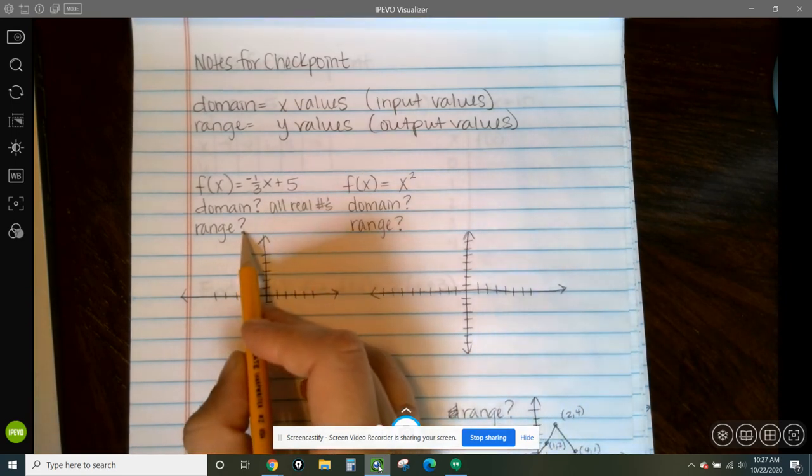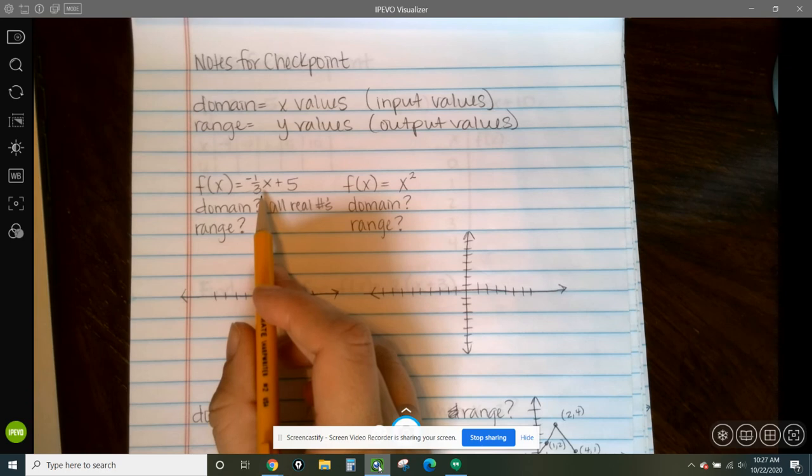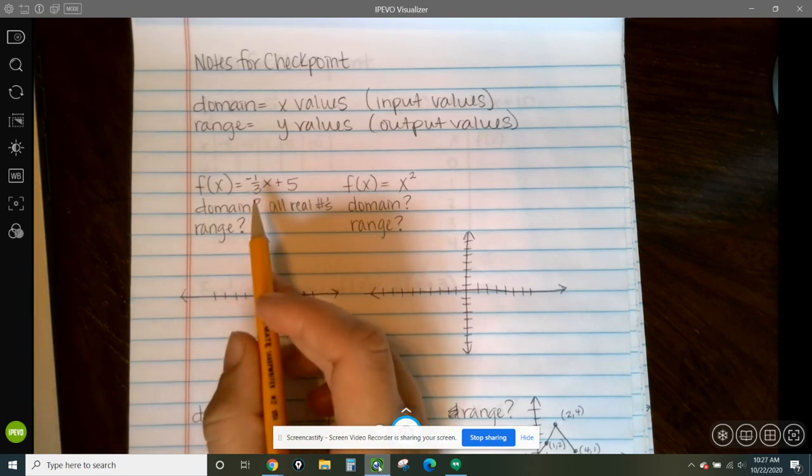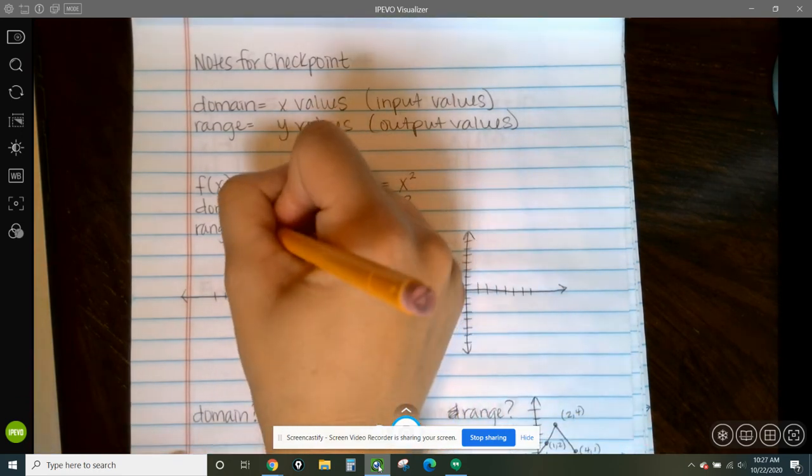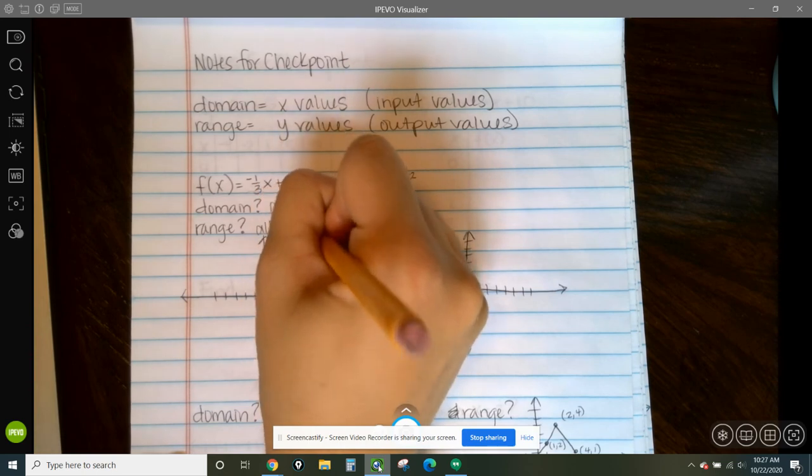And the range, what numbers would come out of this function? So when I put all these numbers in, what numbers are coming out? Well, actually, any number could come out of here. So I'm going to say all real numbers.